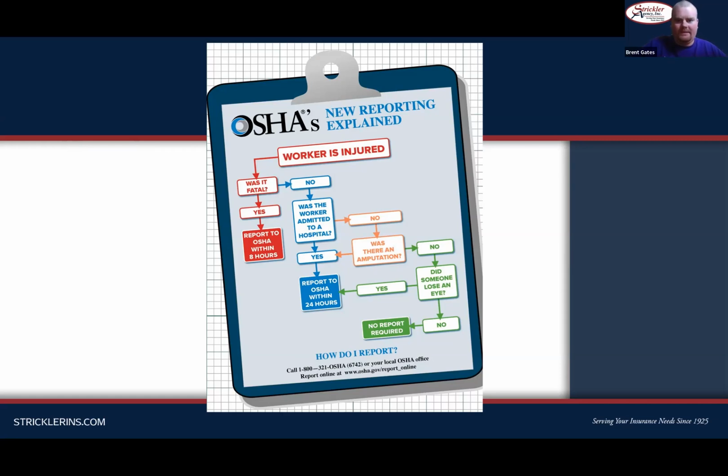The worker is injured. Was it fatal? If the answer is yes, we're going to report that to OSHA within 8 hours. If the answer is no, then you want to ask yourself, was the worker admitted to the hospital? Again, it's not an emergency room visit. Is it physically being admitted into the hospital? They have their own bed, things of that nature. You need to report that to OSHA within 24 hours. If that did not occur, but there was an amputation, we also need to report that within 24 hours. We also need to report a loss of an eye. If none of those things occur, we do not need to alert OSHA in any way, shape, or form.